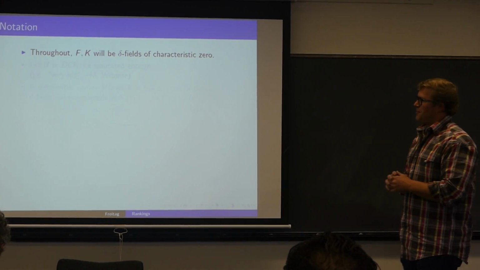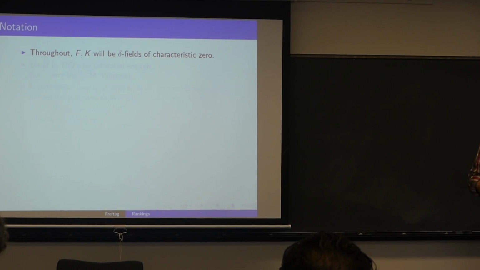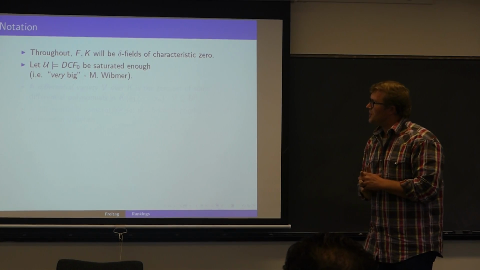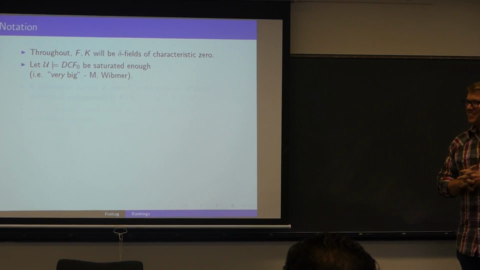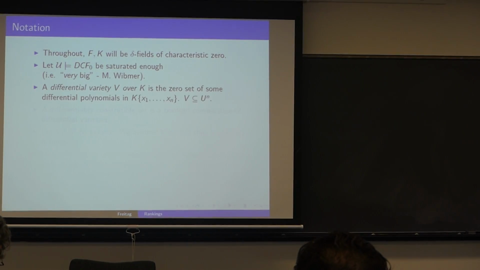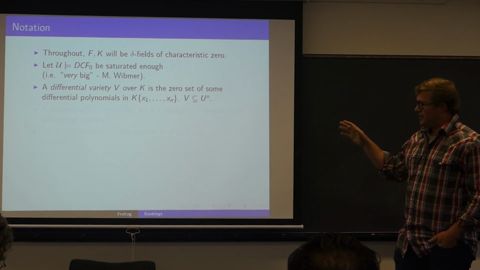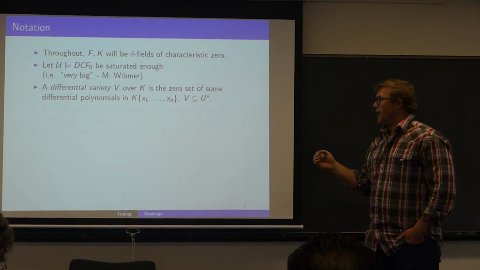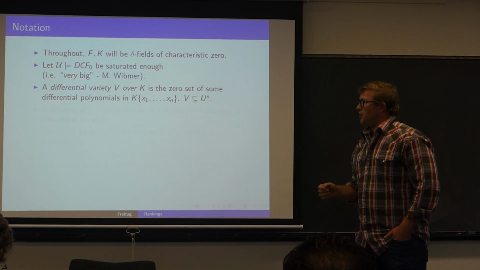All right. So first, let me set up the notation. F and K will always be differential fields, always of characteristic 0, and U will always be a differentially closed field of characteristic 0, which is saturated enough. The way it was described by Michael yesterday was that it's very thick. And for me, a differential variety is an affine differential variety, just the 0 set of some finite collection of differential polynomials.